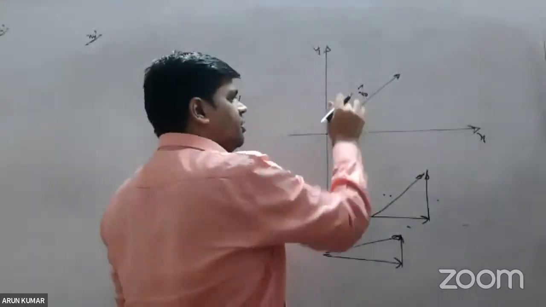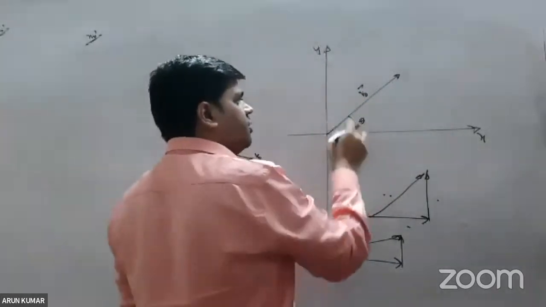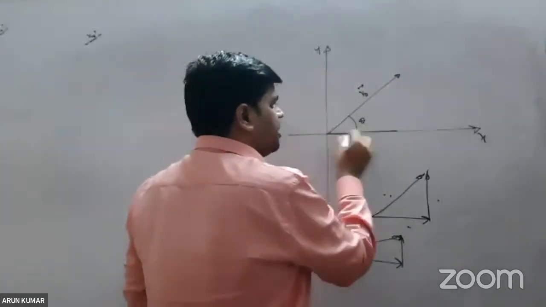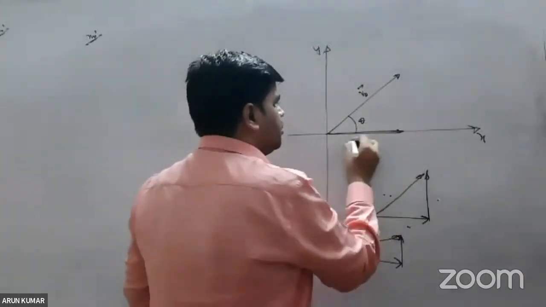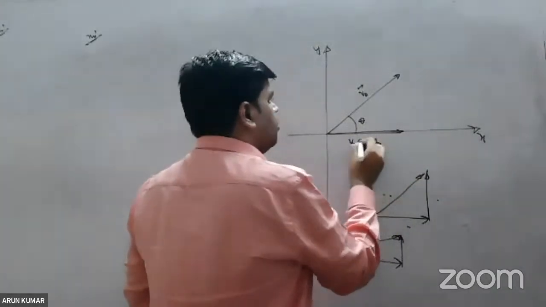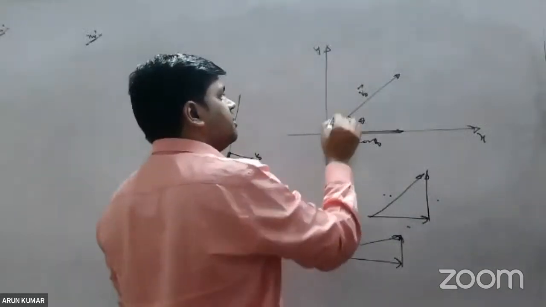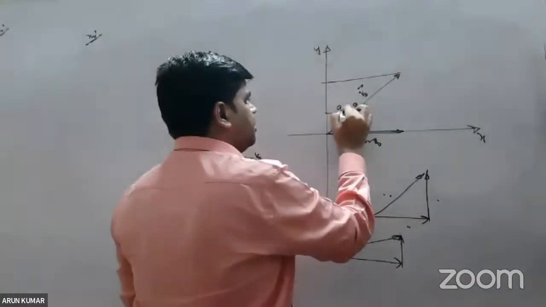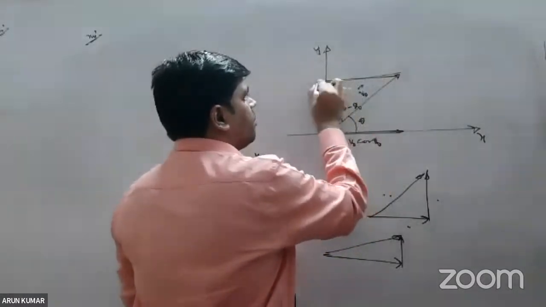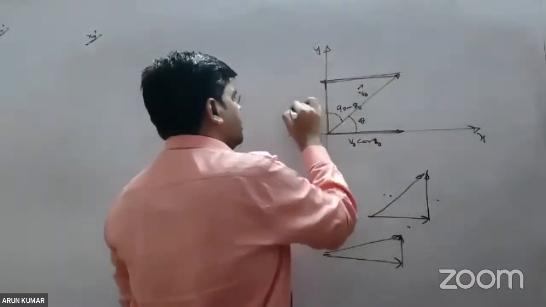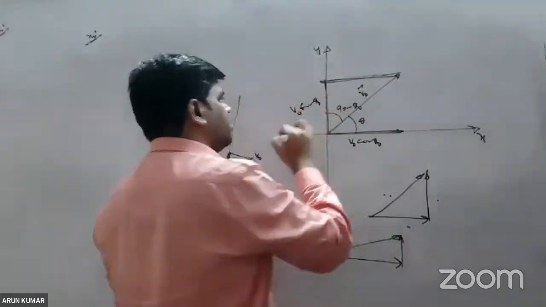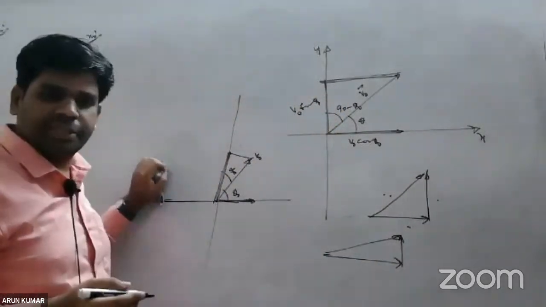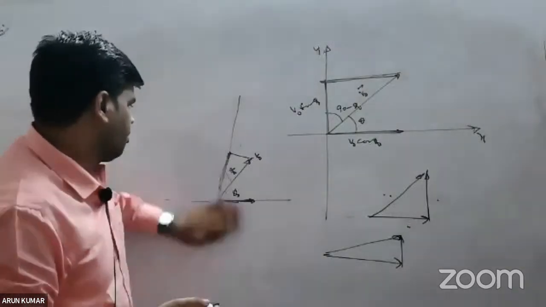If I take a component of V naught along the x-axis, what is it? V naught cos theta. What is the component of V naught along the y-axis? It is V naught cos of 90 minus theta, which is nothing but V naught sin theta, because cos of 90 minus theta is sin theta.